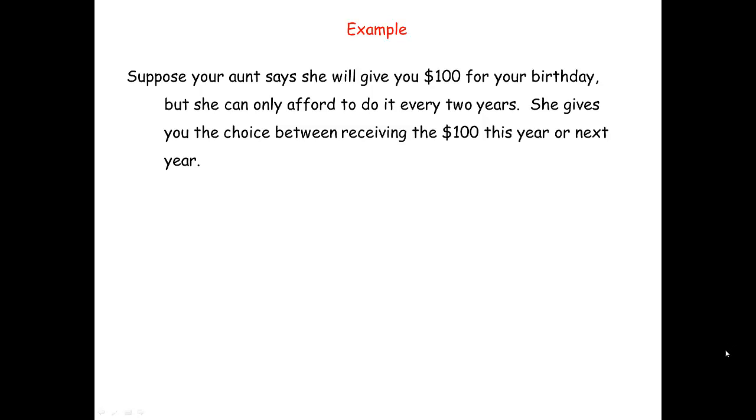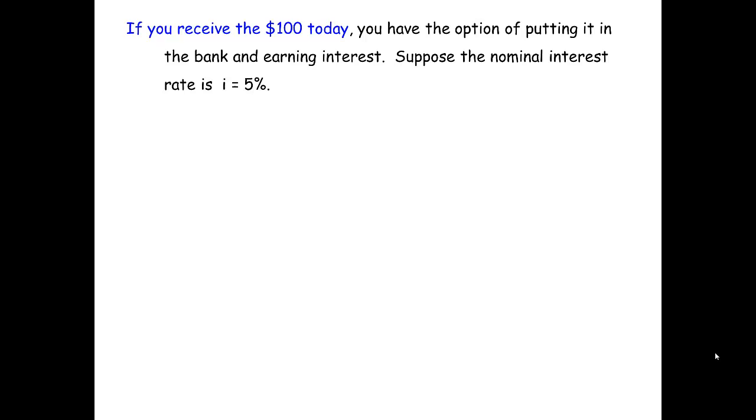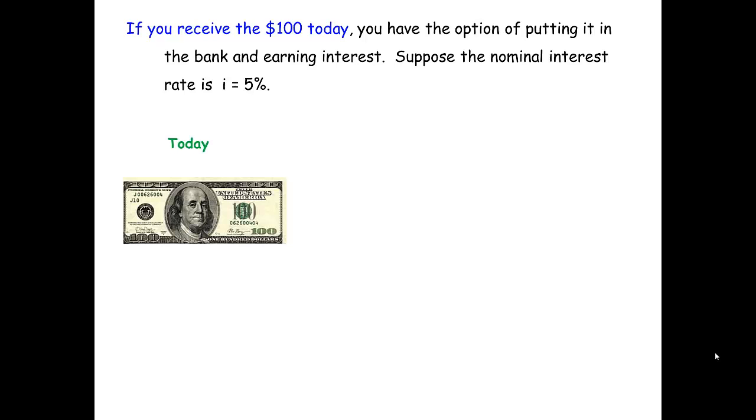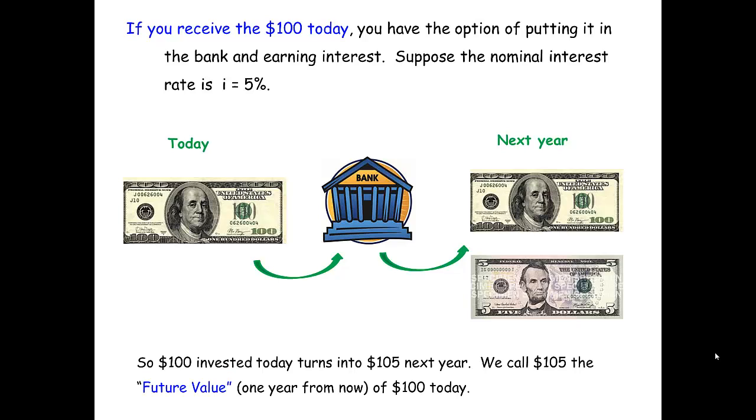Suppose your aunt says she will give you $100 for your birthday, but she can only afford to do so every 2 years. She gives you the choice between receiving the $100 this year or the $100 next year. The question is, are these equivalent? Well, if you receive the $100 today, you have the option of putting it in the bank and earning interest. Suppose the nominal interest rate is 5%. Then you take your $100, you put it in the bank, and next year you'll have $105 since there was a 5% interest rate. So $100 invested today turns into $105 next year. We call 105 the future value 1 year from now of $100 today.